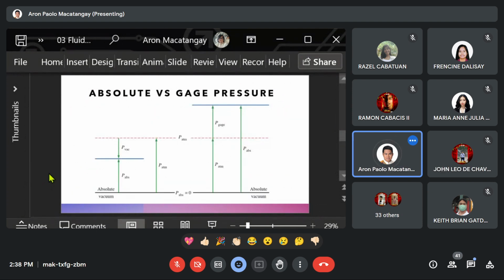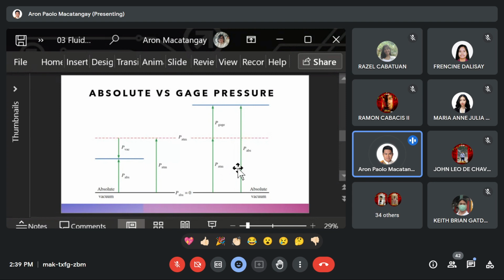So how do I explain that in a different way? Ito yan. So yung red line is your atmospheric, it's more standard, it's your atmospheric pressure. The black line sa ilalim, yun naman yung absolute zero. Remember, your atmospheric pressure is yung red line. Pag sinabing P gauge, yung P gauge is actually on top of atmospheric pressure. So i-add mo lang siya on top.